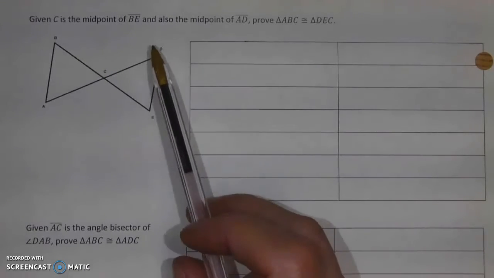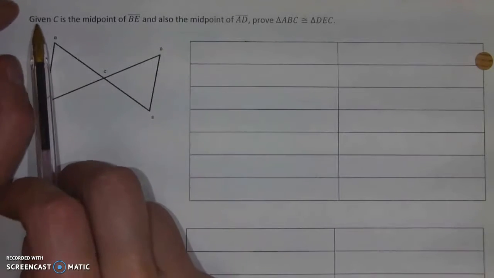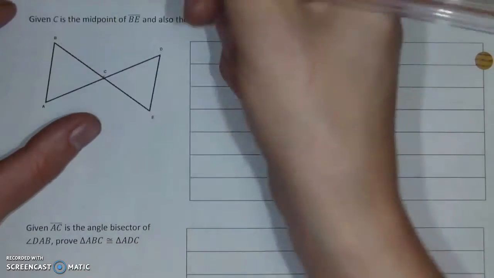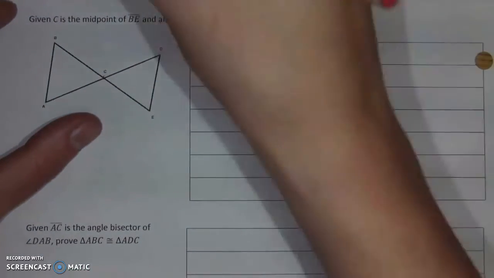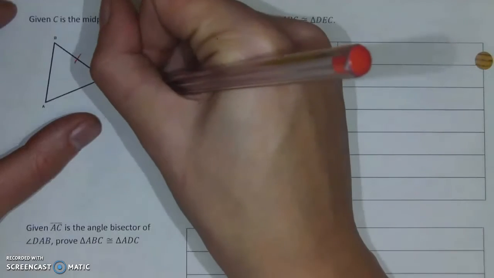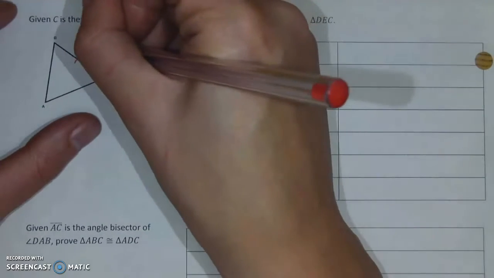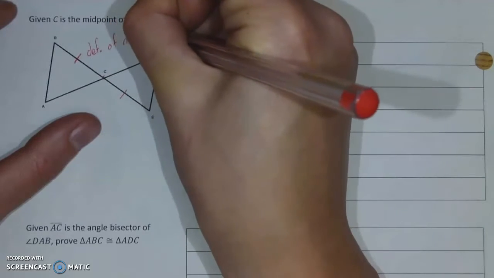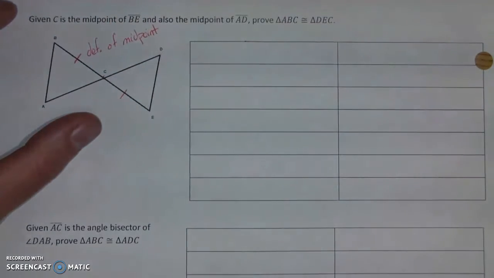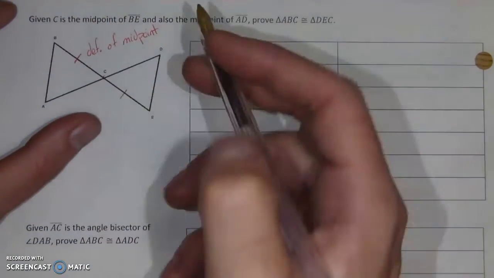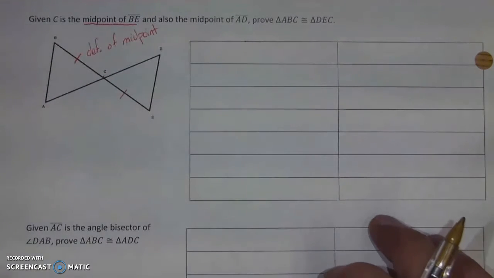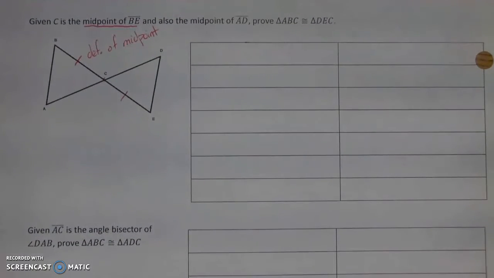So let's go with this proof. Now here, we know that C is the midpoint of BE. So when I'm looking at my picture, since C is the midpoint of BE, I know that BC has to be congruent to EC, and that is according to the definition of midpoint. So I'm going to just draw all over this picture to find my pieces of information. I also like to underline a piece of information from my givens once I've used it, so I know it's something that, hey, I took care of that, I didn't just ignore it.